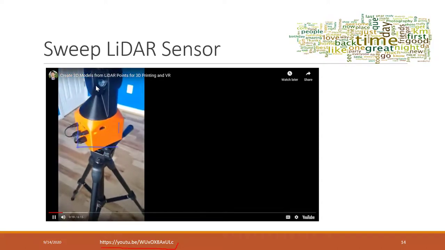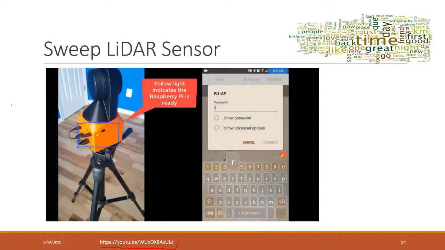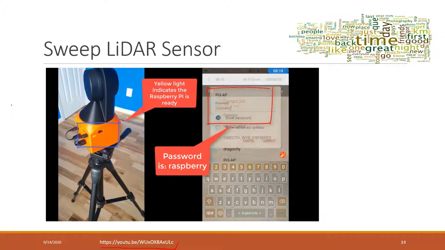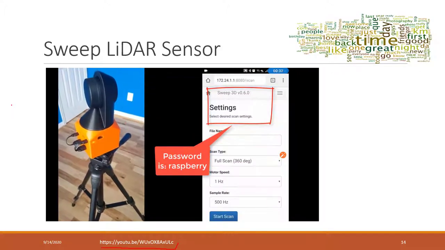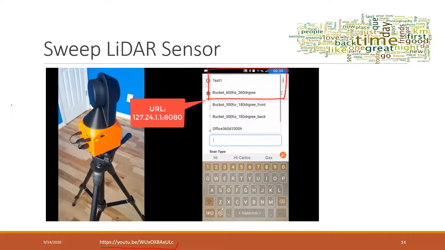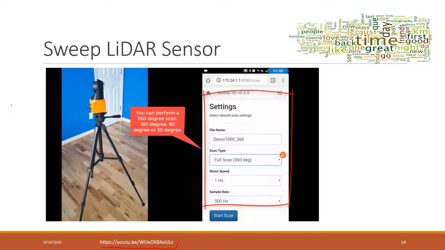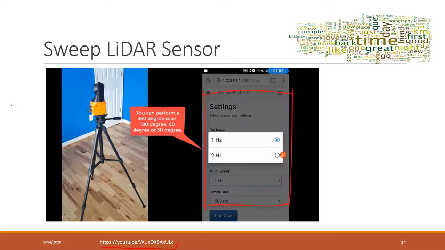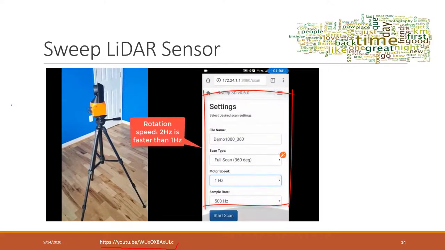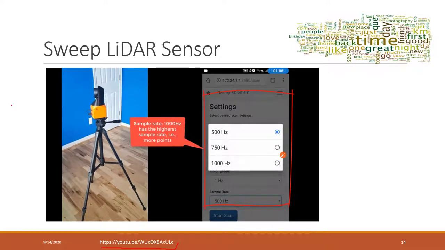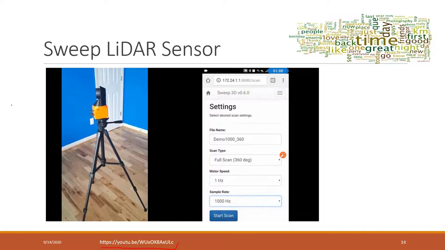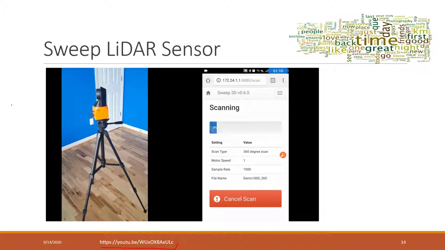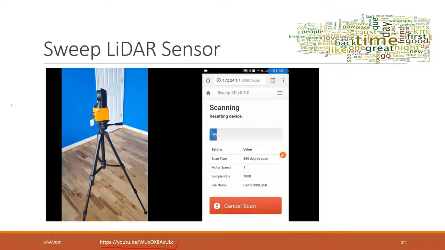Here are the sensors. It has one receiver and also one transmitter. It has a Raspberry Pi built in. Once that is running, we can use our cell phone to log into the sensor, and you can pick the sample rate. And also, do you want to conduct a full scan or a partial scan?